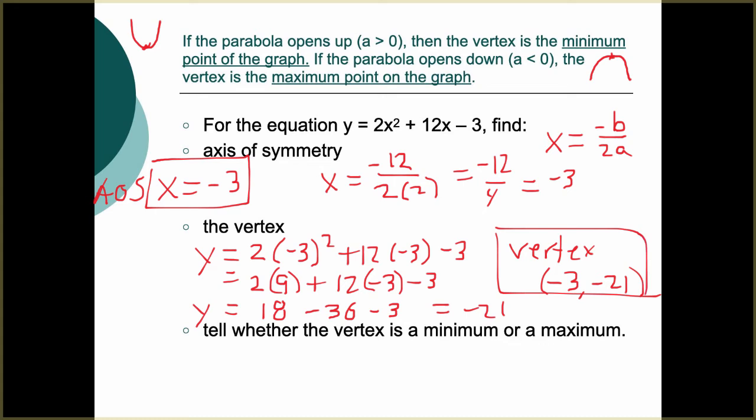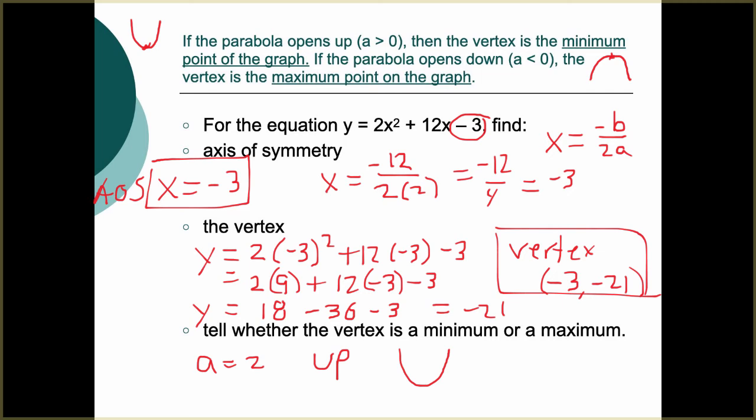The last thing that it says is tell whether the vertex is a minimum or a maximum. Remember, our A is 2, so this is greater than 0, so we are opening up. If we were to graph this, it would have this shape, and our vertex would be down way below at -3, -21. It opens up.